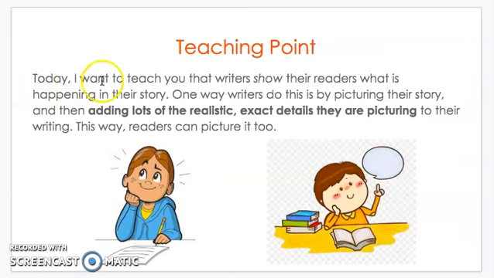So today, I want to teach you that writers show their readers what is happening in their story. One way writers do this is by picturing their story and then adding lots of the realistic, exact details that they are picturing in their mind to their writing. This way, readers can picture it too. Here's a boy, he is thinking about it, he is picturing that story in his head and adding lots of realistic, exact details.